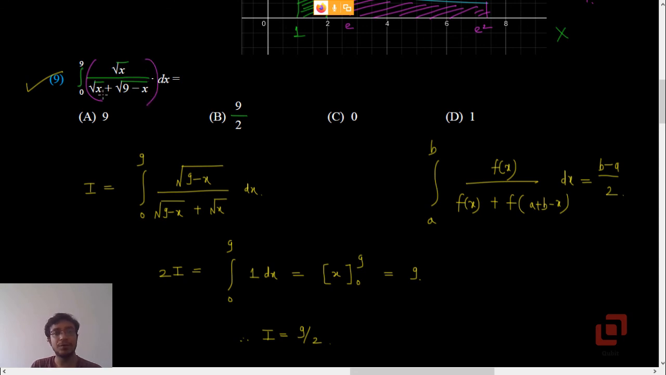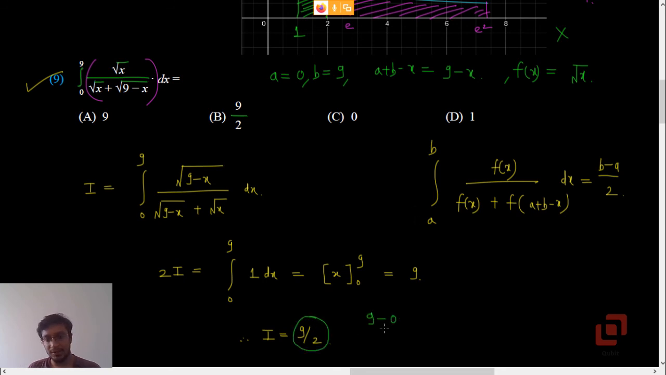Root of x upon root of x plus root of 9 minus x, and limits are 0 and 9. So if a is 0 and b is 9, then a plus b minus x will be 9 minus x, and f of x in our case is root of x. So you can prove it, but we are not going to waste our time. We already know the property. We use it here, so we'll find that the value of I will be b minus a upon 2, or 9 by 2. So that is question 9.